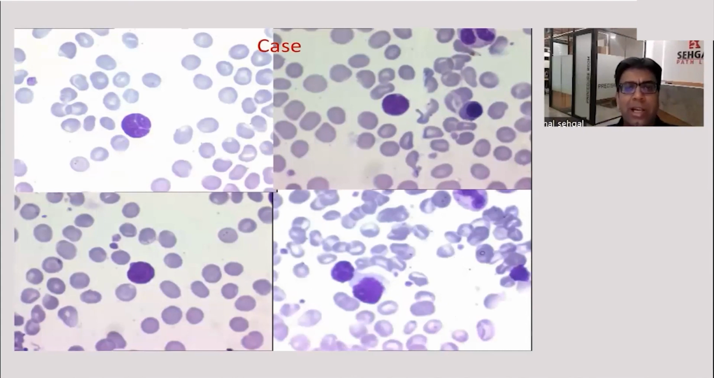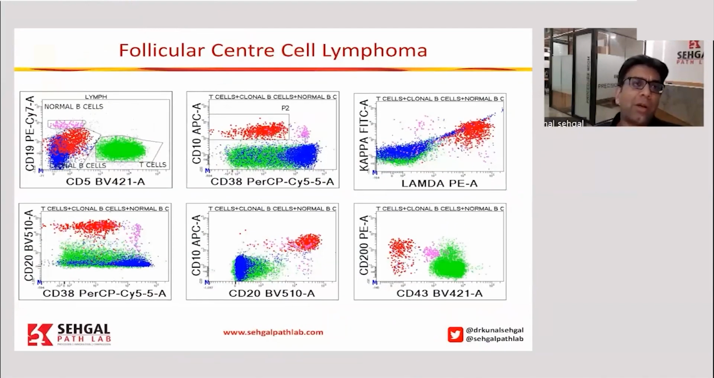If I move to the next case, again, I'm highlighting some lymphocytes compared to the little smaller ones which we are seeing. This is slightly medium to large size. Again, if you see, there is some clefting, some folding over here, some edge irregularity. Again, this could be a subtle clue that we are dealing with a lymphoma. The patient had lymphocytosis. We did a flow.